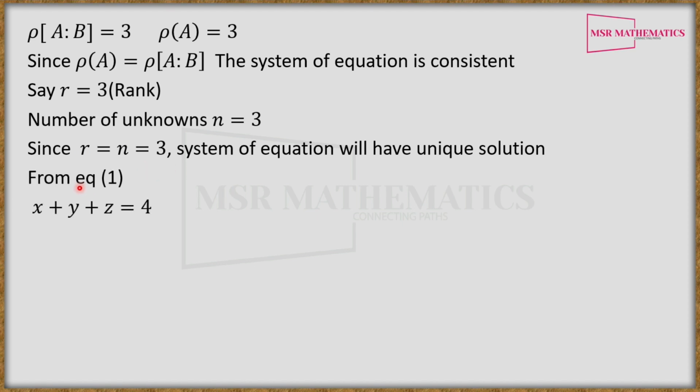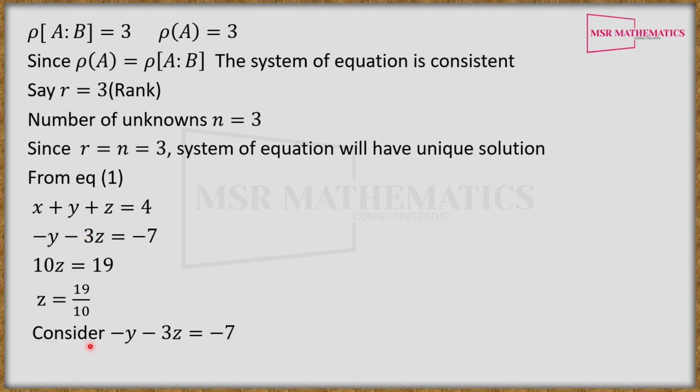So from the first row we obtain an equation as x plus y plus z is equal to 4. From the second row we obtain minus y minus 3z is equal to minus 7. From the third row we obtain 10z is equal to 19. So take this 10 to the right hand side, we obtain the z value as 19 by 10. So substituting the z value in this equation we obtain the y value, and with the y value and z value, substituting in this equation we obtain the x value.